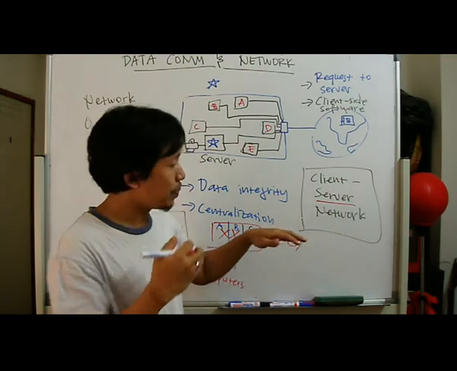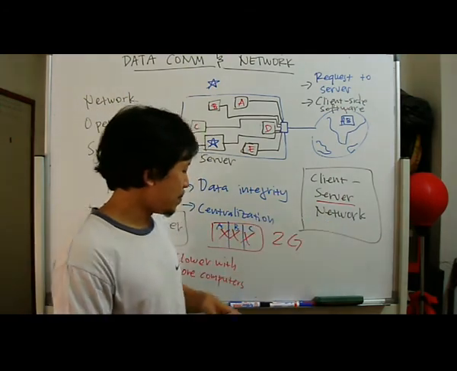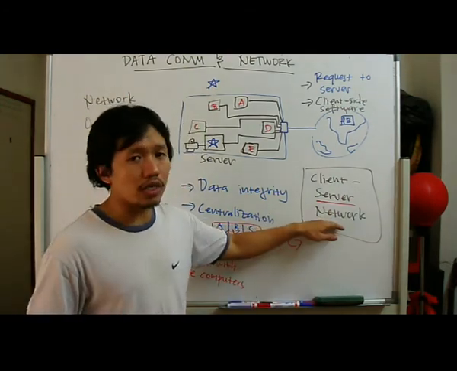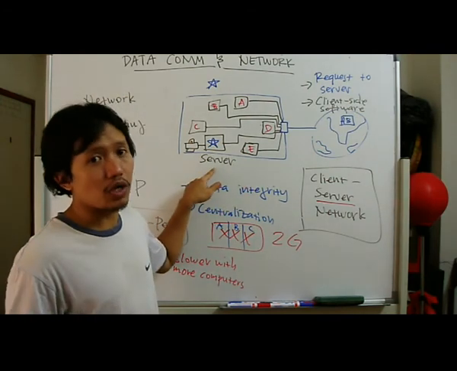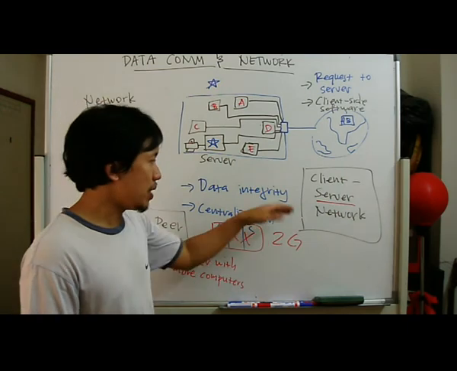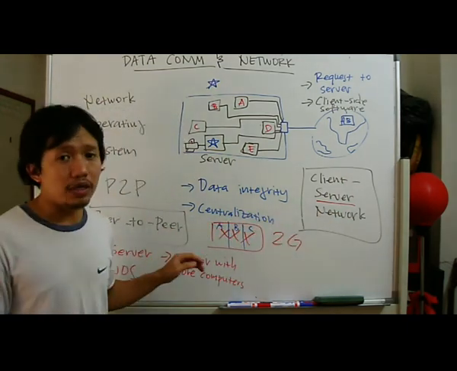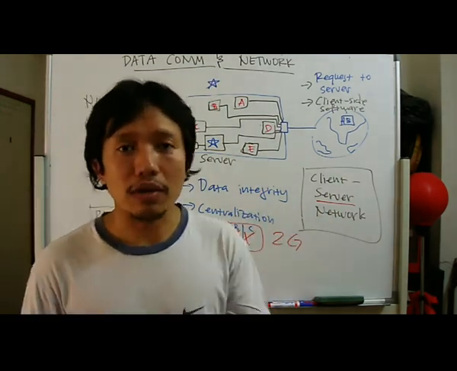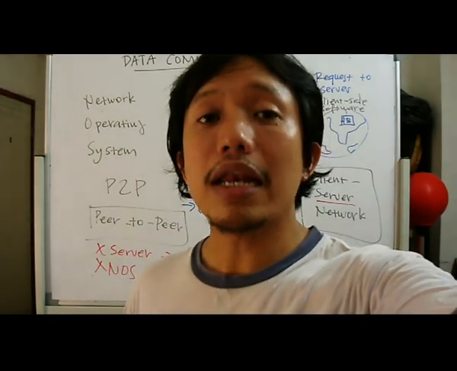Of course, the challenge with client-server network is that you have to have the special computer called a server, and you have to have the network operating system, and it might not be as easy to set up as P2P. So those are the two types of network: client-server and peer-to-peer.